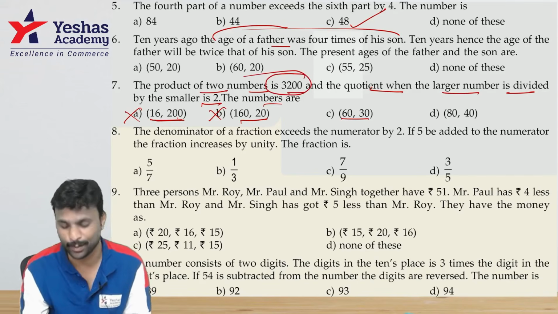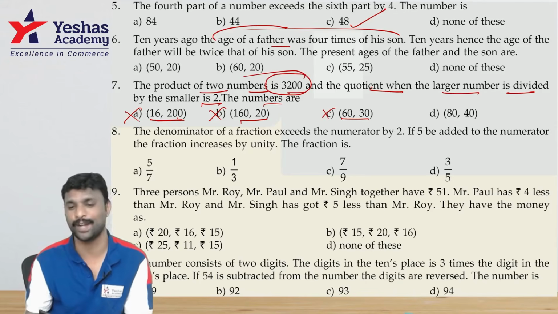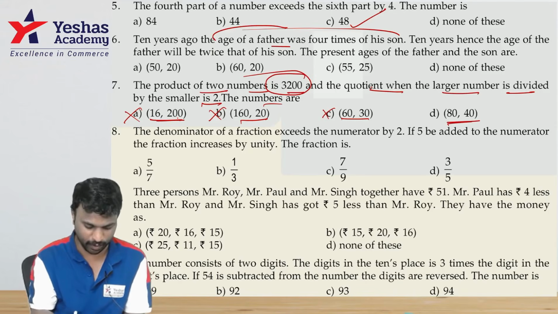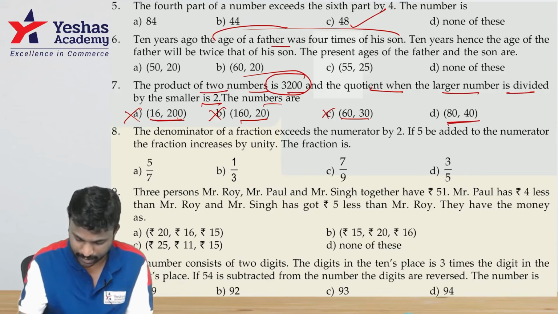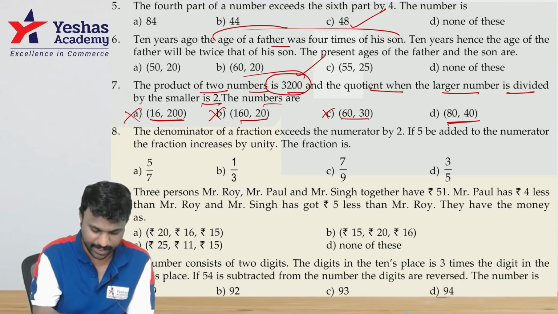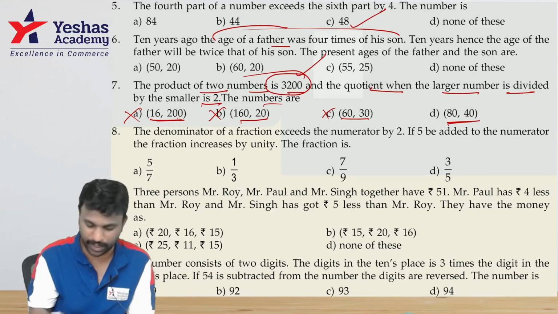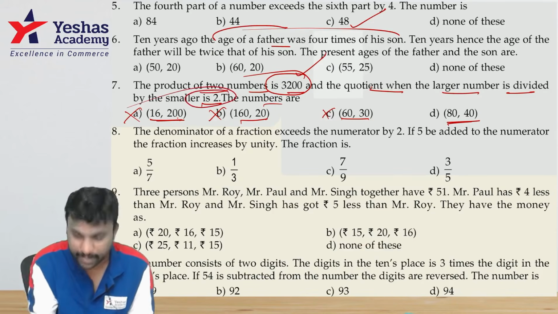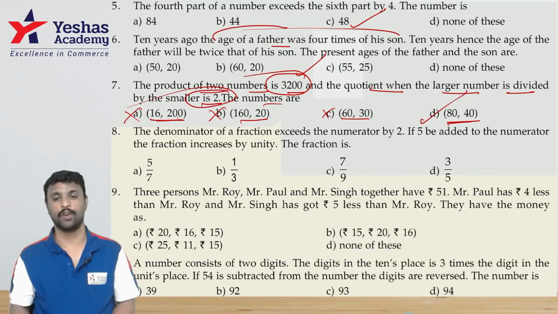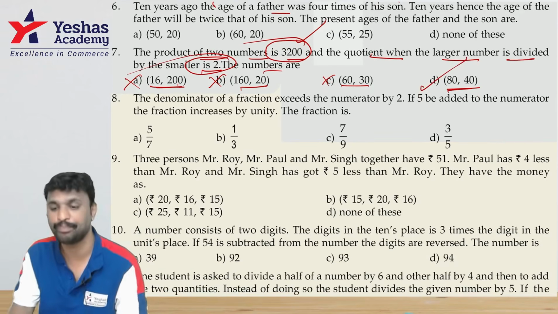60 into 30 is 1800, so the product is not getting satisfied. How about this? 80 into 40 is 3200. The first condition is satisfied. Even the quotient, the larger number 80 divided by the smaller number 40, is 2. That means both the conditions are satisfied with option D. Therefore, option D is the right answer.